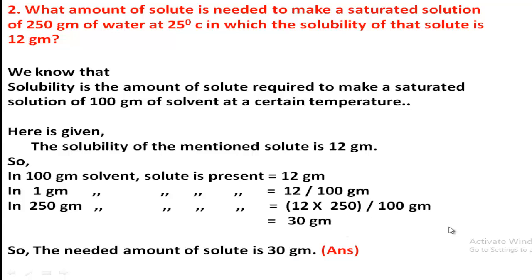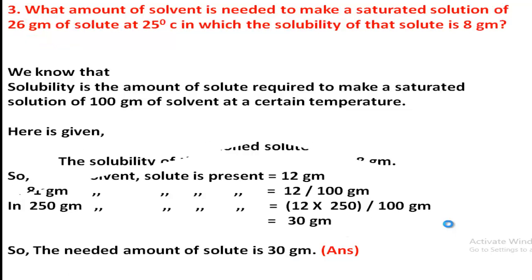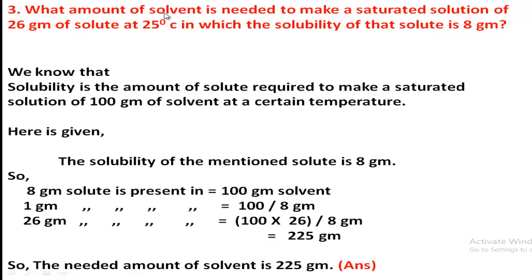Understood, my dear students? Follow another math. What amount of solvent is needed to make a saturated solution of 26 gram of solute at 25 degrees centigrade, in which the solubility of that solute is 8 gram? That means here also the solubility is given. In the previous math the amount of solvent was given, but here the amount of solute is given and you have to determine the amount of solvent. So how can we solve? Follow here.